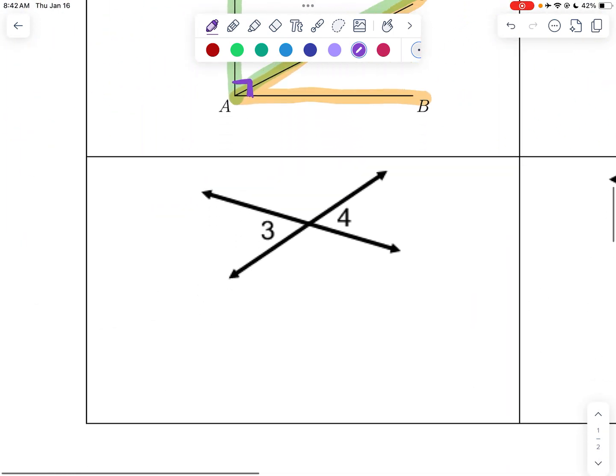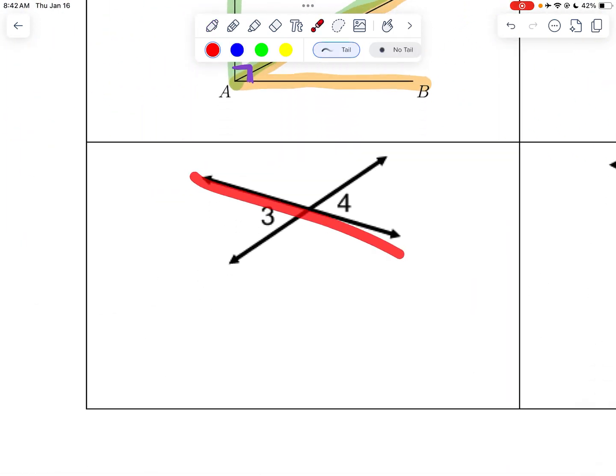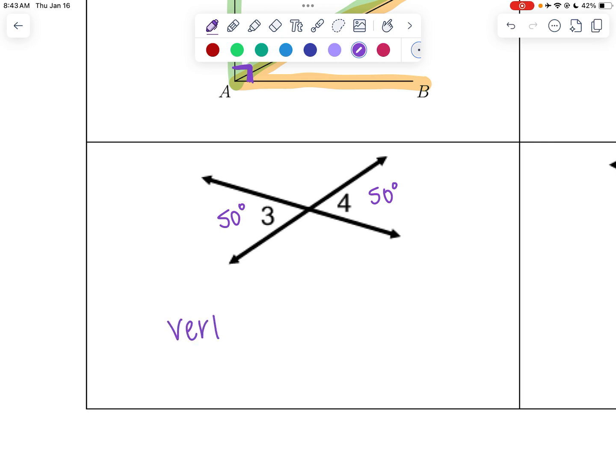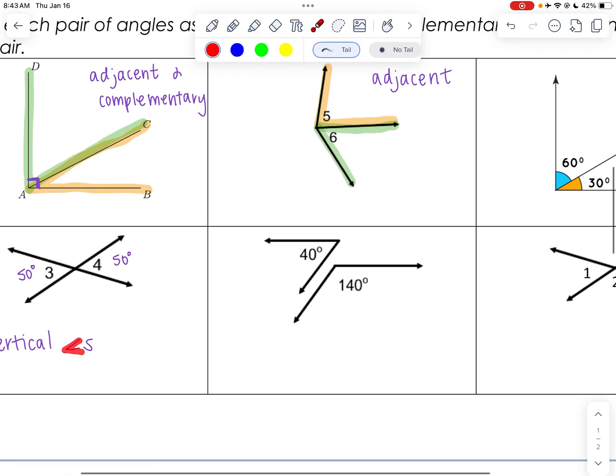So taking a look over here, if you notice these angles make an X, and they're not next to each other, they're the ones that are across from each other. So if this left one was 50, this right one would be 50 because these are vertical angles. And vertical angles will always be congruent, they'll balance each other out. And notice I just did the angle symbol for angles.